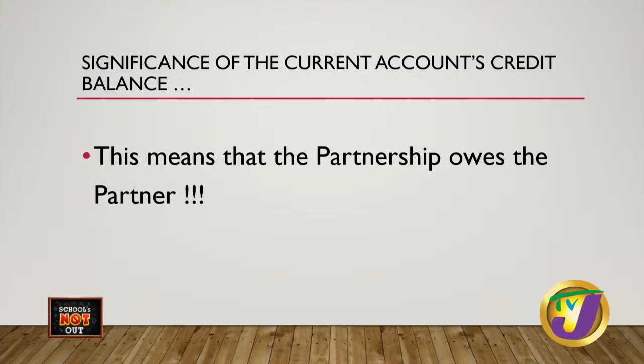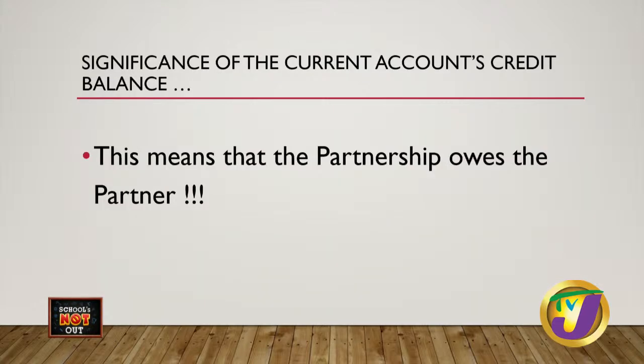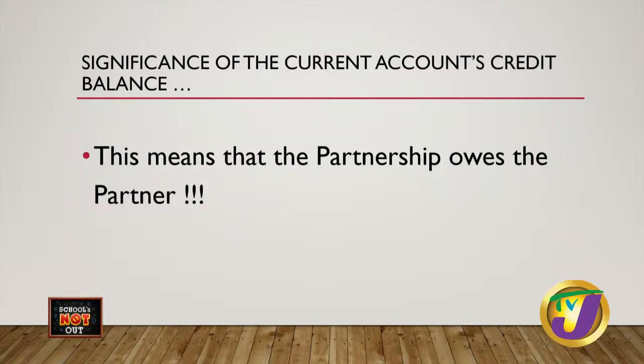Moving on. So the significance of the current account credit balance that Ying has, look again, Ying's BD is on the credit side. The significance is simply this: the partnership owes the partner. So the partnership needs to pay up Ying a total of $6,000. Don't forget this, you know. All right, good.